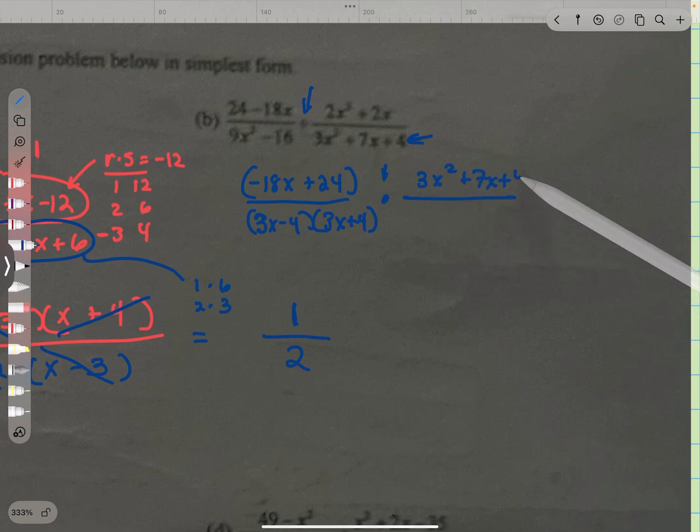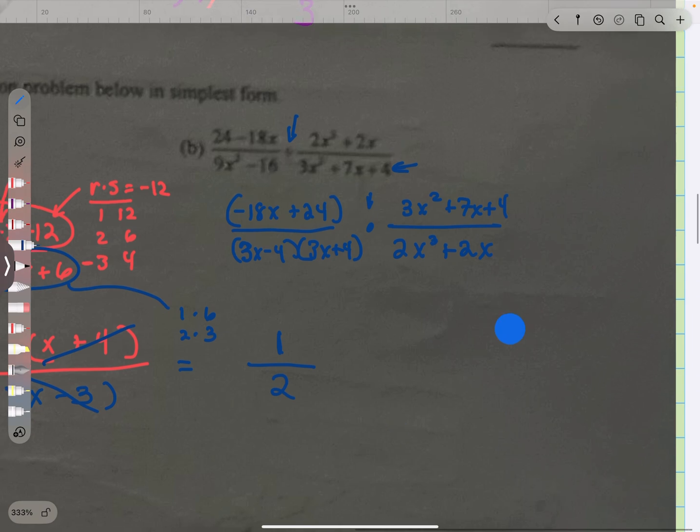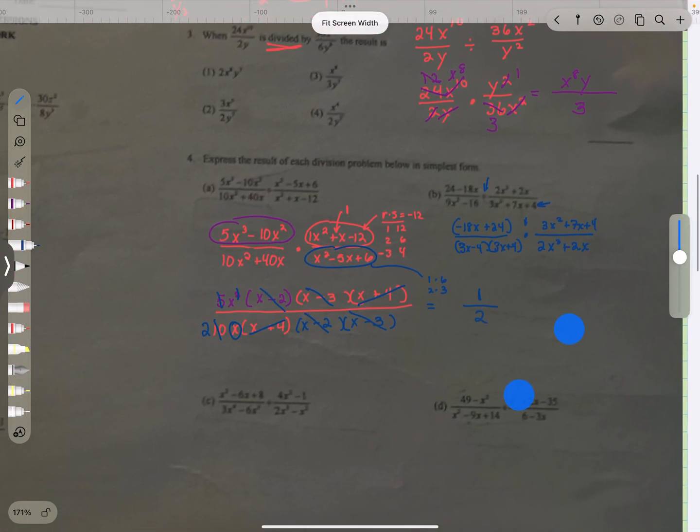Factor him with that Australian method, and then 2x, hard to tell that number. I'm hoping 3 plus 2x. But you'll check for a GCF, then see if you can factor them further. All right, that's the idea. I'm going to let you do some of that.